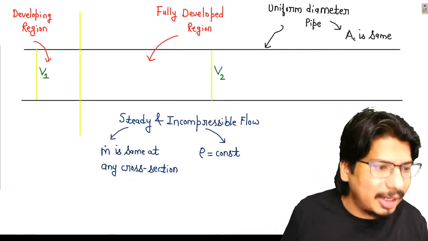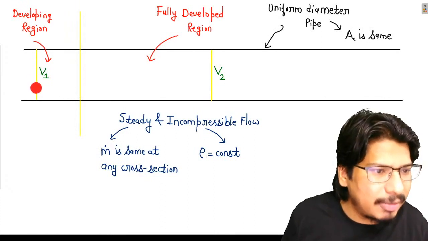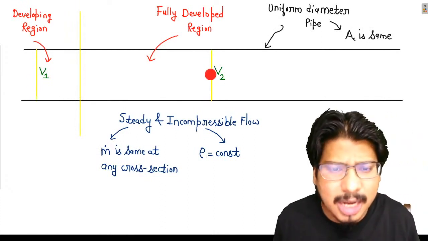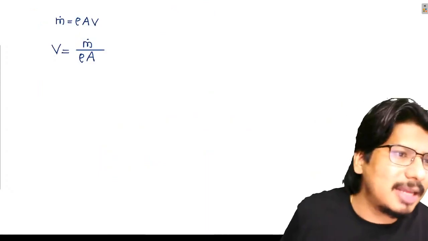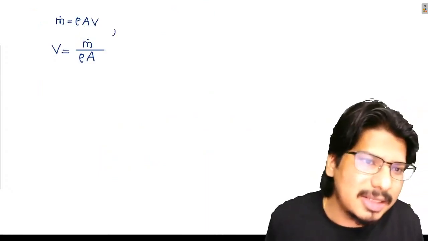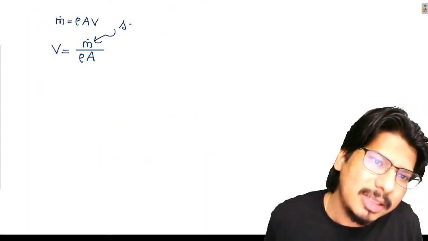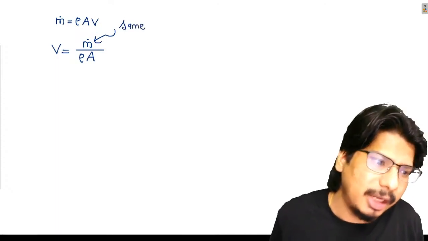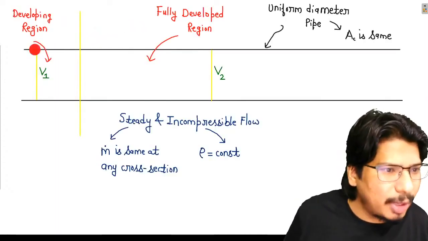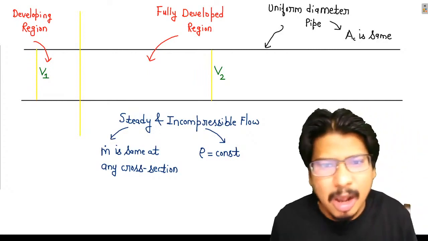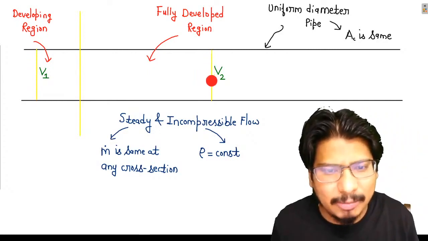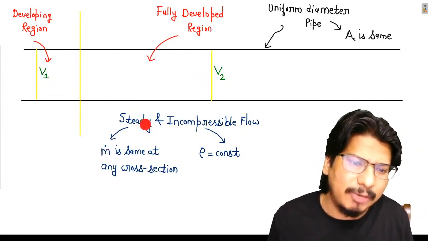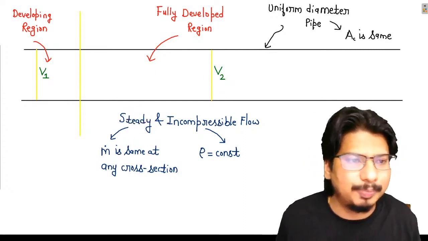देखो, whether you take this cross section in the developing region or this cross section in the fully developed region, can I say this is same at both cross sections? Whether you take one cross section here in developing region or one here in fully developed region, 100% mass flow rate will be same because I am having a steady flow.